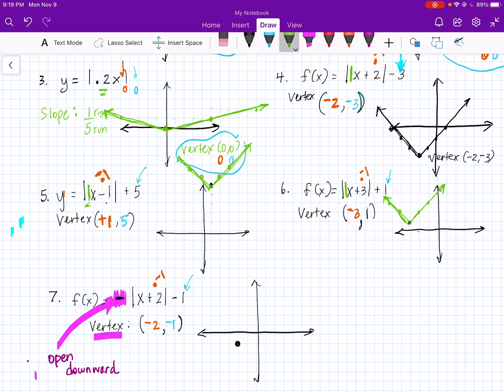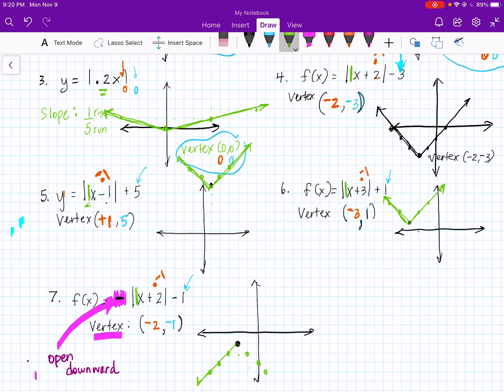Now my slope is still 1, and I still start at the vertex, still do that like normal, but instead of going up 1 over 1, I'm going to go down 1 over 1, down 1 over 1, down 1 over 1, and back on the other side, down 1, back 1, down 1, back 1, down 1, back 1.